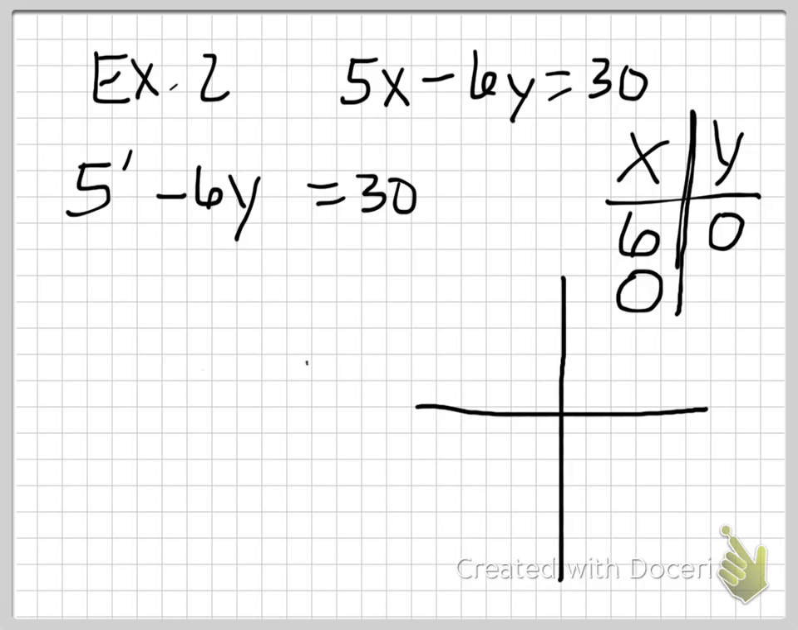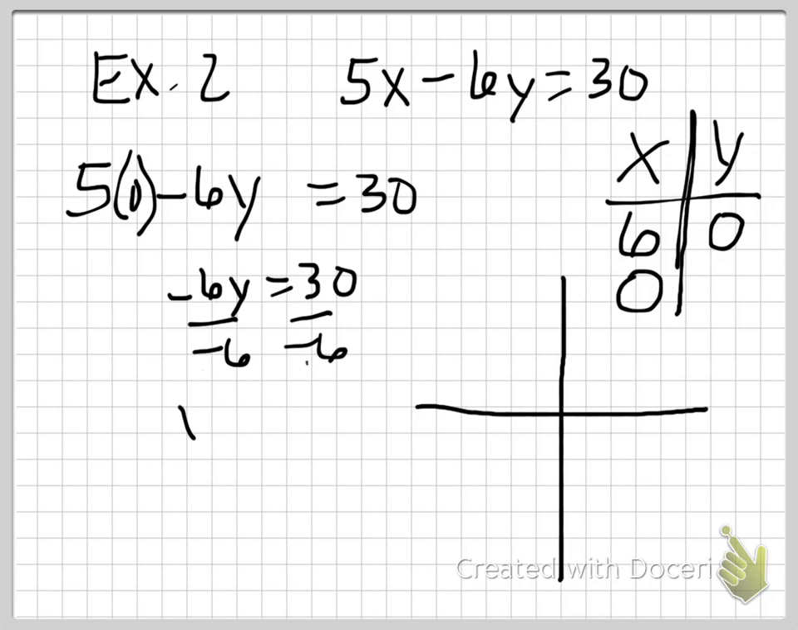Now let's plug in 0 for x and get our y-intercept. So 5 times 0 is 0, so it leaves us with negative 6y equals 30. We divide by negative 6, and y equals negative 5.